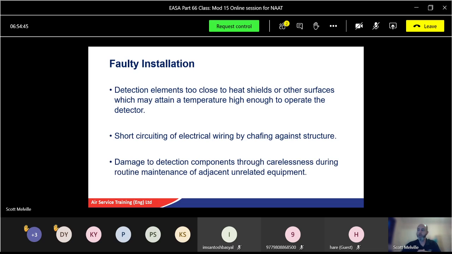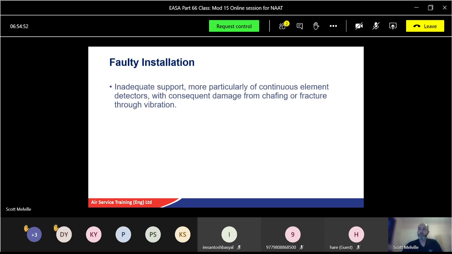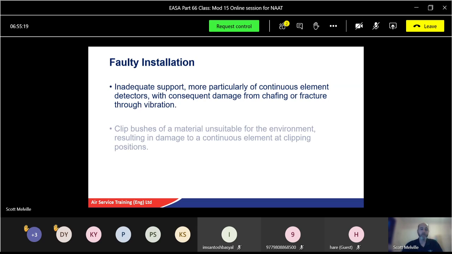Damage to detection components through carelessness during maintenance. Again, just poor handling techniques. Make sure you fit them properly as in the maintenance manual. That's all we're saying. Inadequate support. So maybe you've not put it on one of the clips, maybe missed it. More particularly of continuous element detectors, with consequent damage from chafing or fracture through vibration. They're easily damaged. When you open a big engine cowl door, it's very easy to lean back on the door, but you could be leaning back on the firewire. Some people have seen it. It's a very bad technique, hanging tools off firewire. Don't do it. Don't hang anything off firewire.